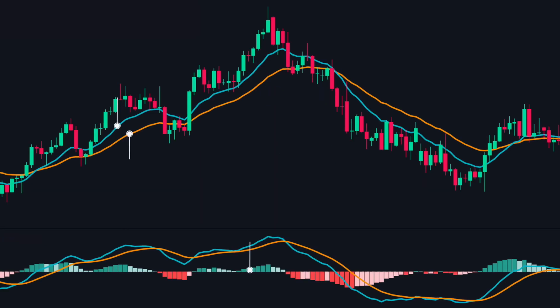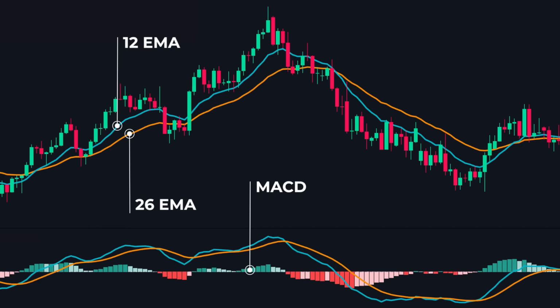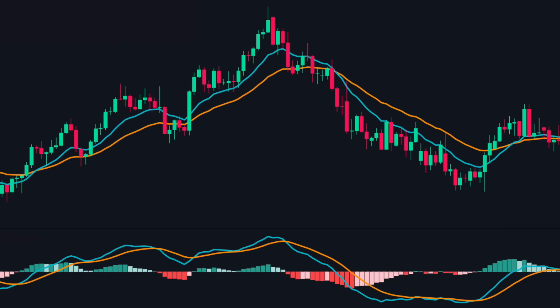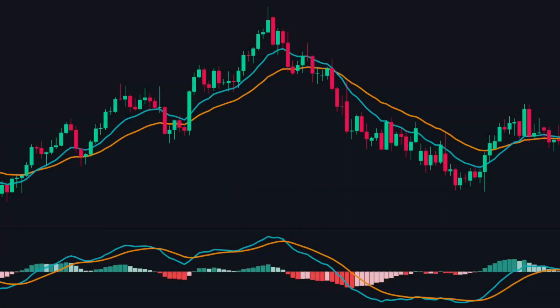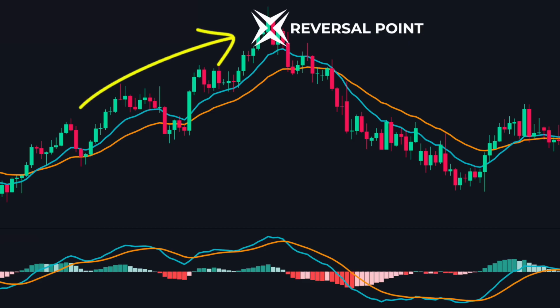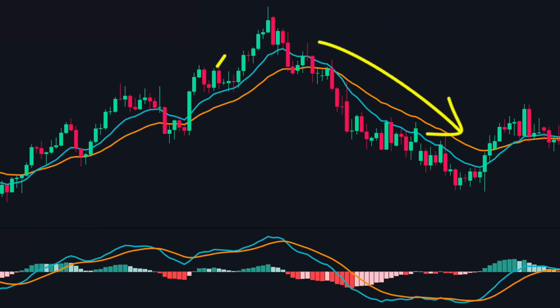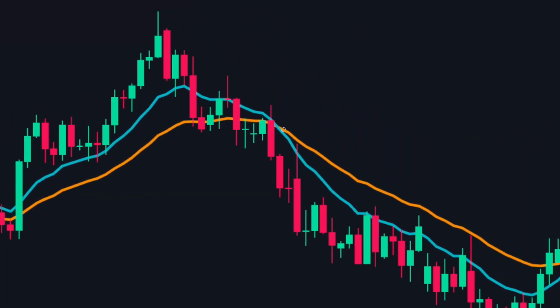To prove this, I have plotted the 12 and 26 EMAs on the chart along with the MACD. As you already know, the MACD is calculated on the 12 and 26 EMA, so this should be a fair comparison. Here is the reversal point. From this point, the price reversed from an uptrend to a downtrend. The crossover for the moving averages occurred here, so your entry would be on this candle.